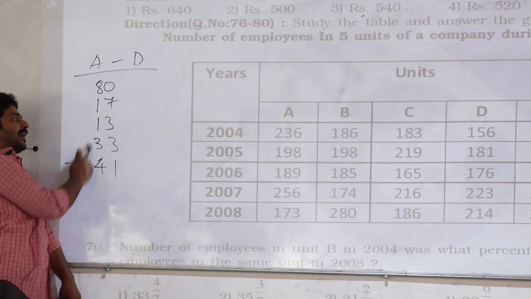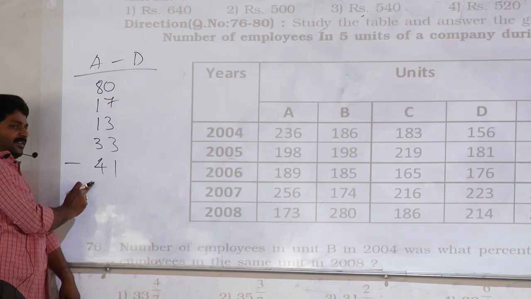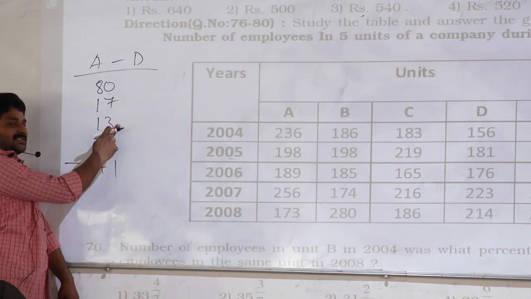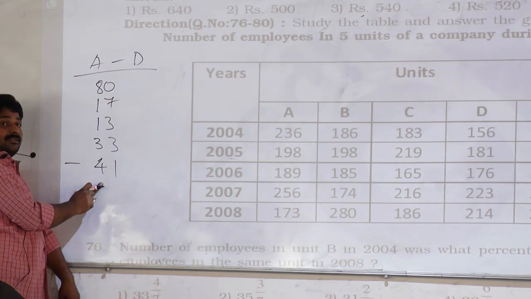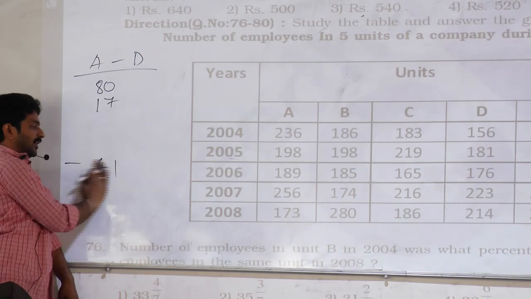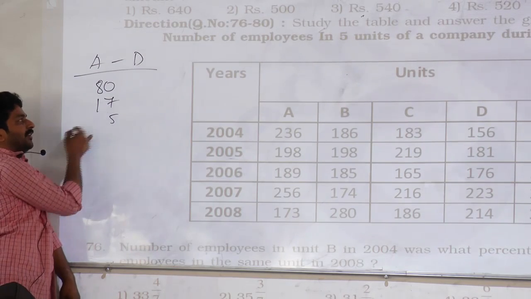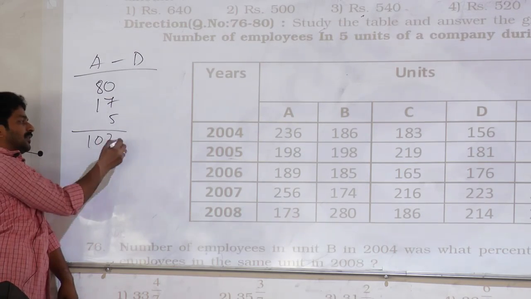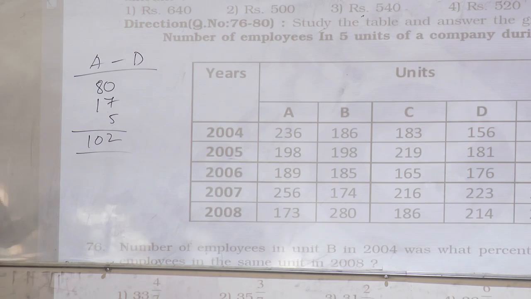Right. Let me add last two numbers so that we can simplify 41. 46 minus 41 plus 5. So you can take last three numbers and then you can write 5 here. How much is this? 102. 80, 17, 55. When you go for individual difference, order is very important.